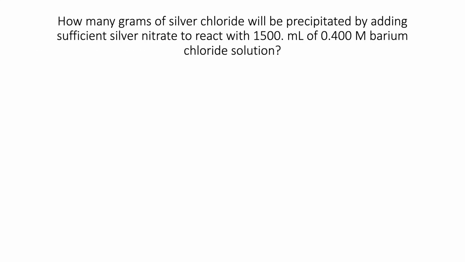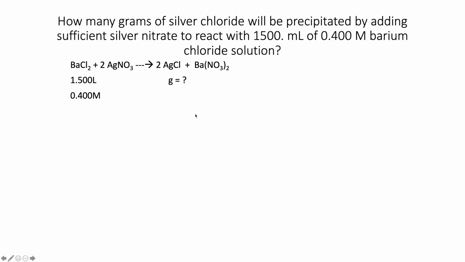Try this one on your own. How many grams of silver chloride will be precipitated or formed by adding enough silver nitrate to react with 1,500 mL of 0.4 molar barium chloride? So first step is write the balanced equation. And there it is. And I went as far as, so barium chloride reacting with silver nitrate. All right. I went as far as to write down the information. I converted this to liters and where I'm going. So here I'm going to get to moles here. I'm going to go to moles there and get off of moles.